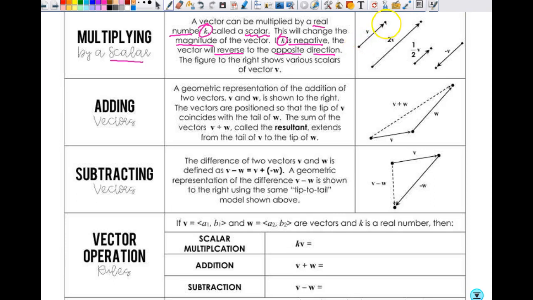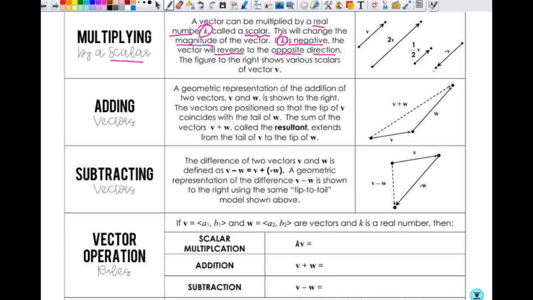So here's vector v. Here's 2 times vector v, which has the same angle, so we're going in the same direction. It's just twice as long. 1/2 v, same direction, but half as long. And then negative v, same length, but opposite direction. Okay, easy enough? You're literally just going to multiply.